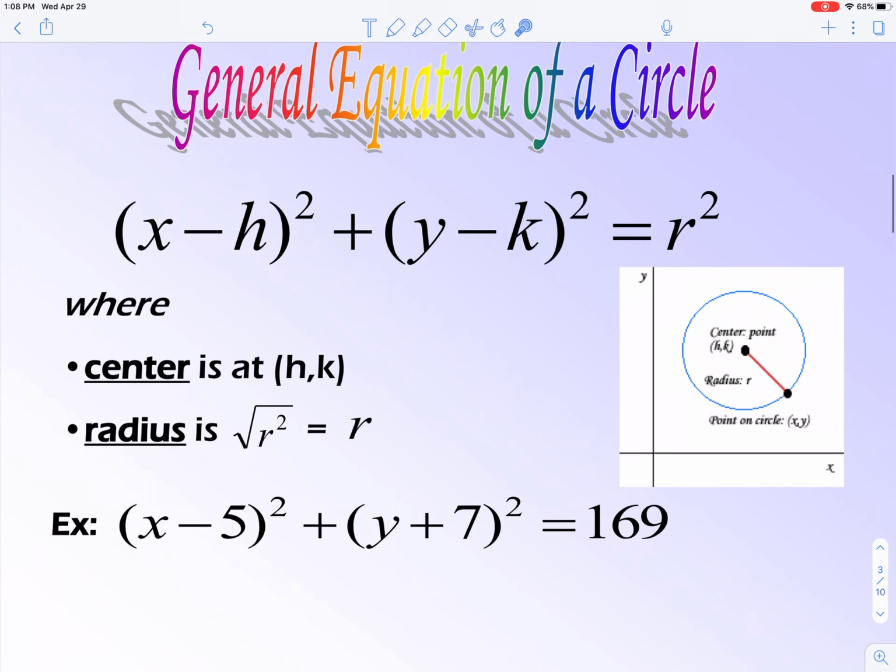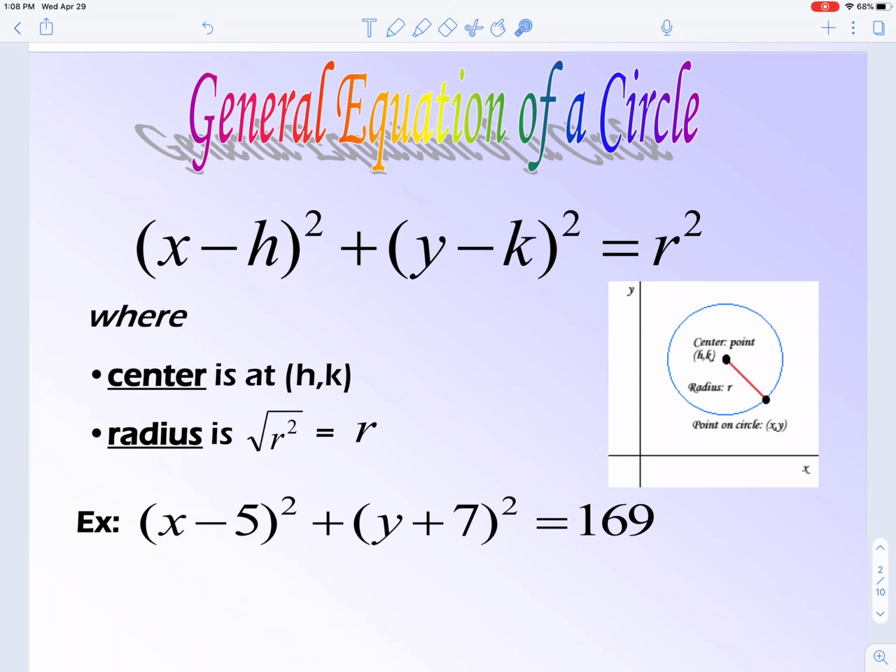So here is your general equation of a circle. You have to realize that h, k are the coordinates of the center, and because of the minus sign in the equation, you're going to have the opposite of those two numbers in your center. So here, when the equation is given to you in this example, the center would be the opposite of minus 5. 5 is the x coordinate. The opposite of the positive 7, negative 7, is the y coordinate. And your radius is the square root of 169, which is 13.